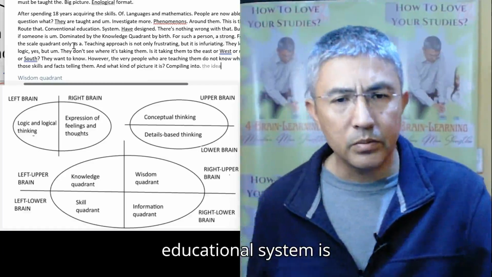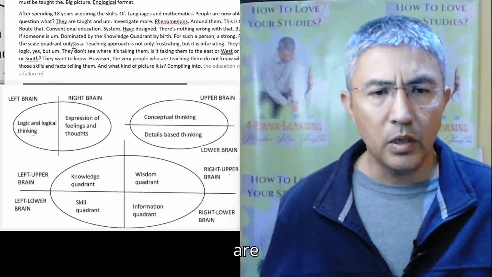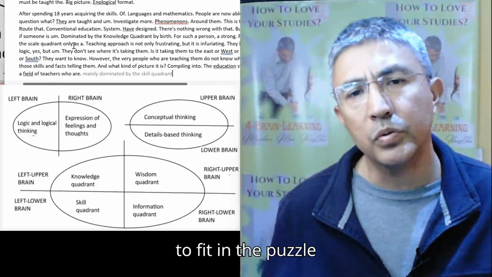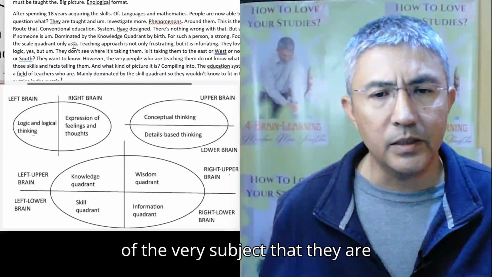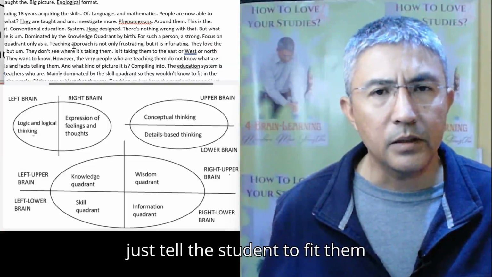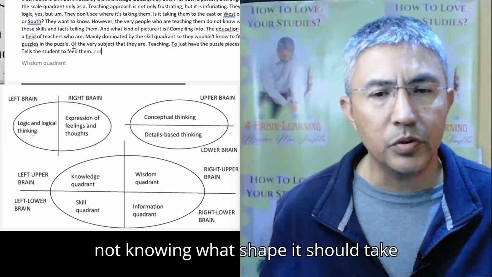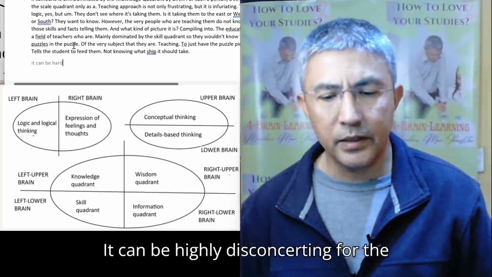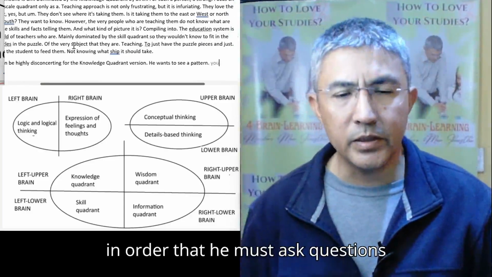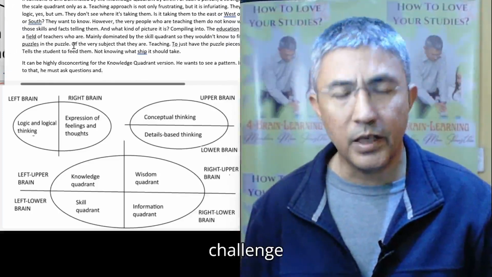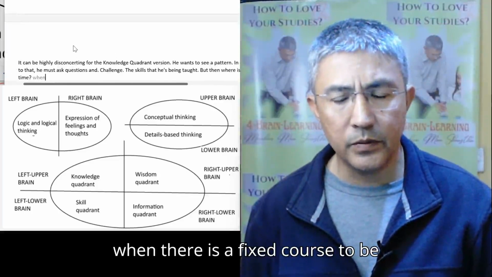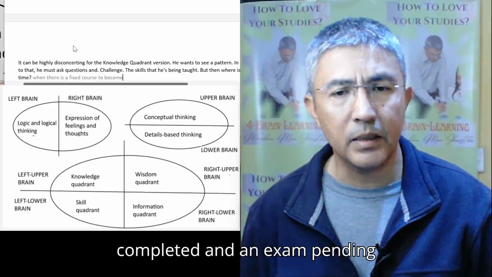The educational system is filled with teachers who are mainly dominated by the skill quadrant. So they wouldn't know how to fit in the puzzle of the very subject that they are teaching. They just have the puzzle pieces and just tell the student to fit them, not knowing what shape it should take. It can be highly disconcerting for the knowledge quadrant person. He wants to see a pattern. In order to do that, he must ask questions and challenge the skills that he's being taught. But then, where is the time when there is a fixed course to be completed and an exam looming around the corner?